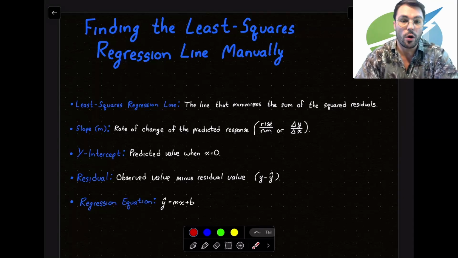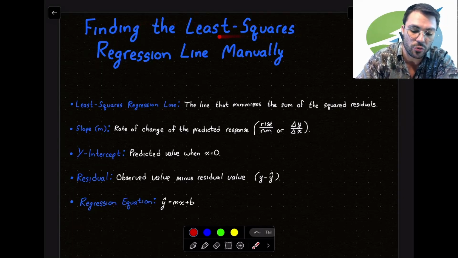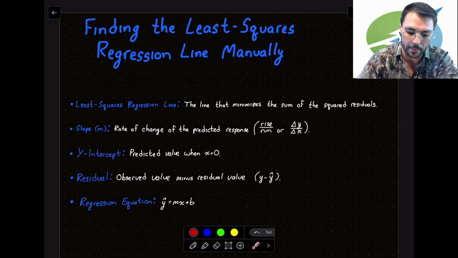Hello and welcome back. In this video, we will discuss finding the least squares regression line manually. If you did not watch my video on linear regression, I highly recommend you do so. In that video, I discussed the least squares regression line and pretty much what it means, and I don't really cover how you find that line. So in this video, we're going to discuss how we find the equation for that line, okay?